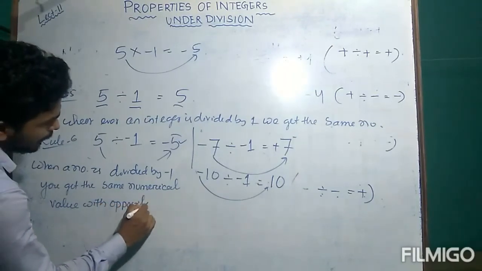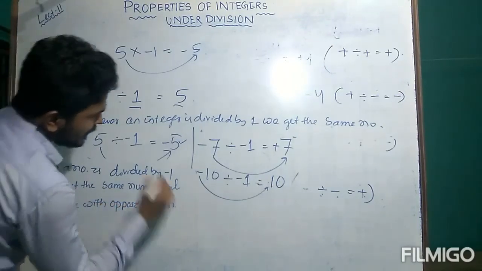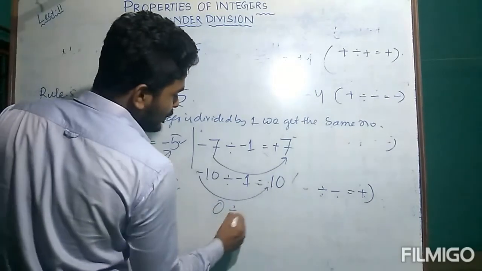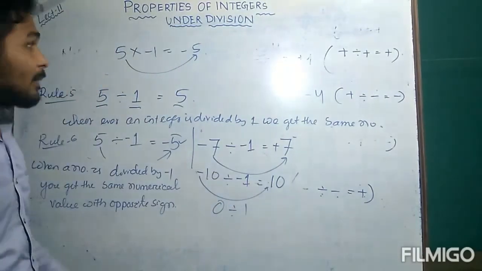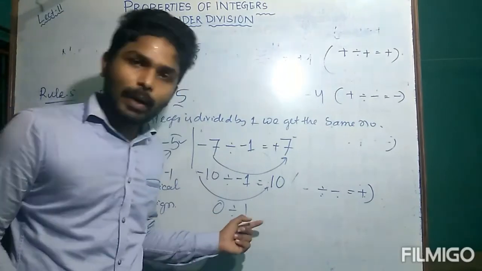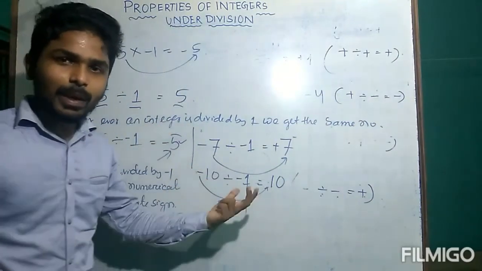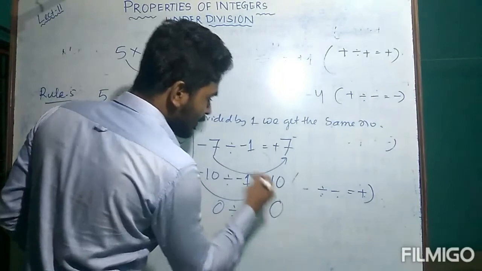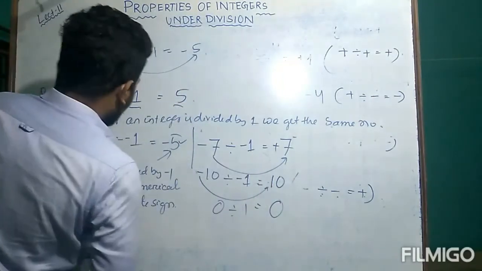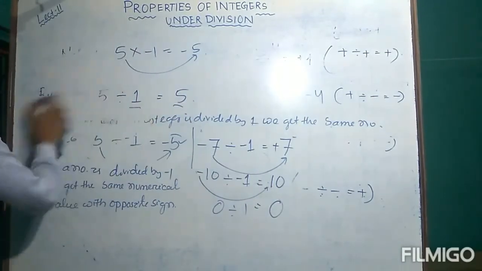Similarly, if you divide 0 by 1, what will be the result? I have told you, if a number is divided by 1 or multiplied by 1, you get the same value, that is 0. So this is rule number 6.